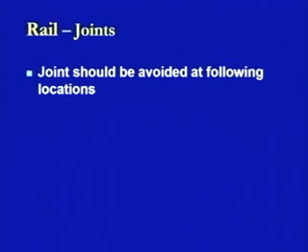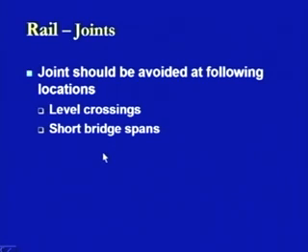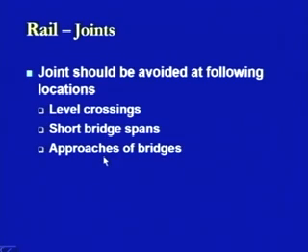Now, joints need to be avoided at certain locations. What are those locations? The level crossings. Wherever a level crossing is provided, that is, where a road and a rail section cross at the same level, joints should not be provided at that position. Another one is short bridge spans; on such bridges also, joints should not be provided. Then the approaches of the bridges. The reason behind this is that if joints are provided at the bridge level in the case of short bridge spans, then whatever stresses are induced because of the impact at that position due to the rolling stock may create some defects in the bridges.